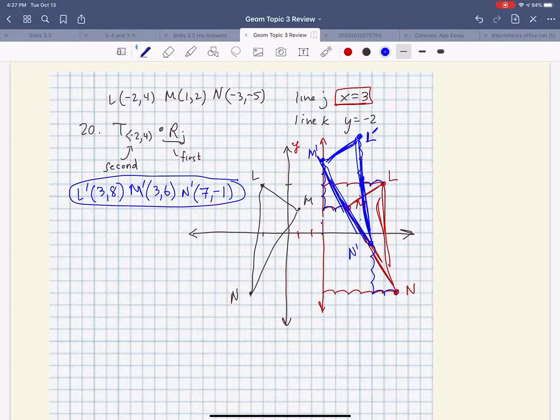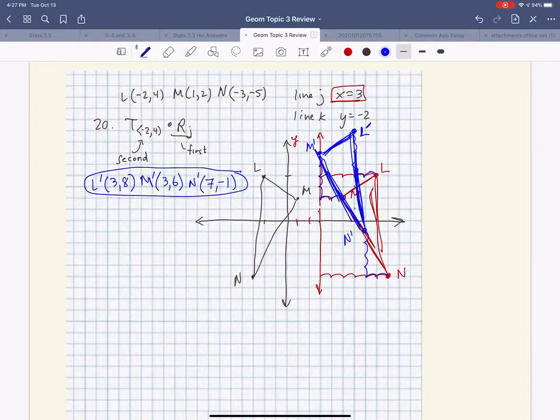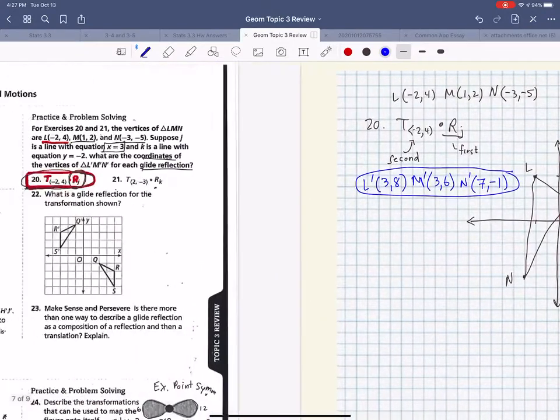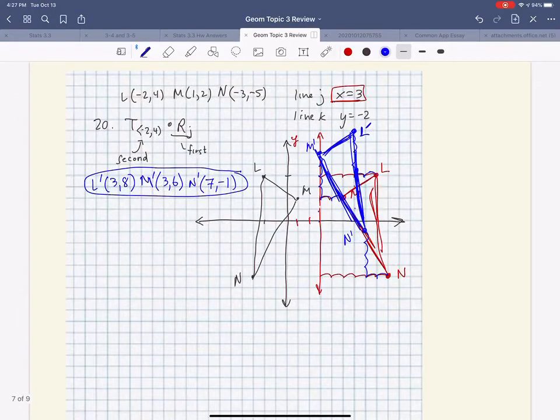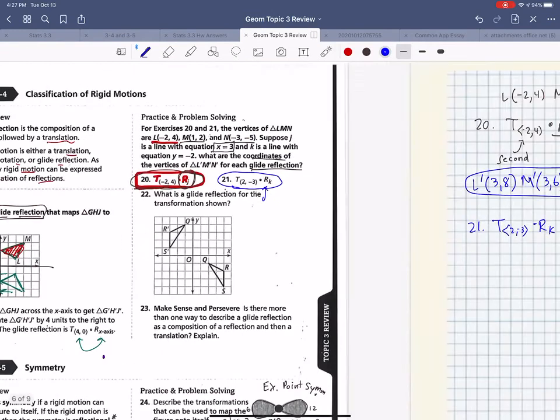All right. Now we're going to do the same coordinates, but we're going to do a different order. So it says translate, but don't do that one first. We got to do this one first. Reflect over K and then translate (2, -3). Let me make sure I didn't copy that down wrong. Okay.